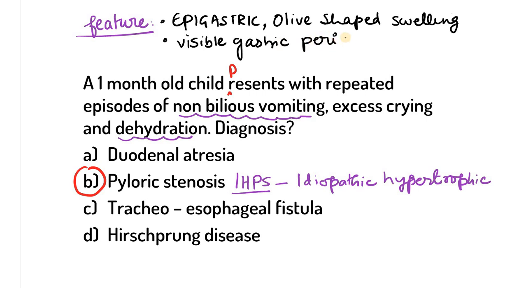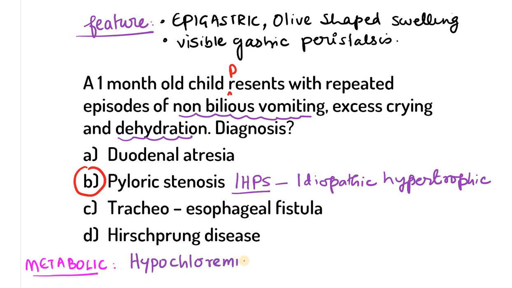Okay, right. Now in one of the exams the question was, what is a metabolic abnormality noted in hypertrophic pyloric stenosis? What is the metabolic abnormality due to this repeated vomiting? They can develop dehydration, but what is the metabolic abnormality? It is hypochloremic metabolic alkalosis.